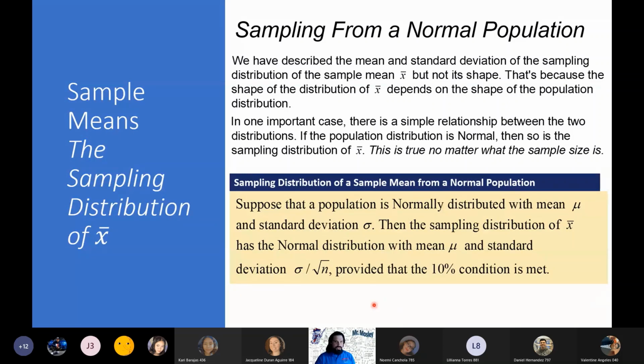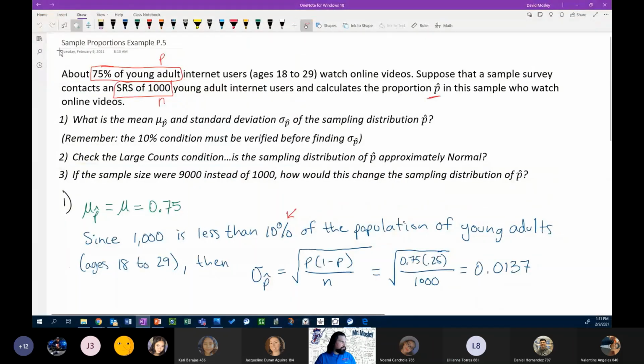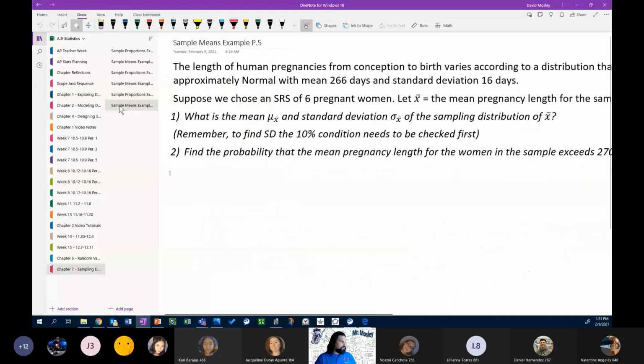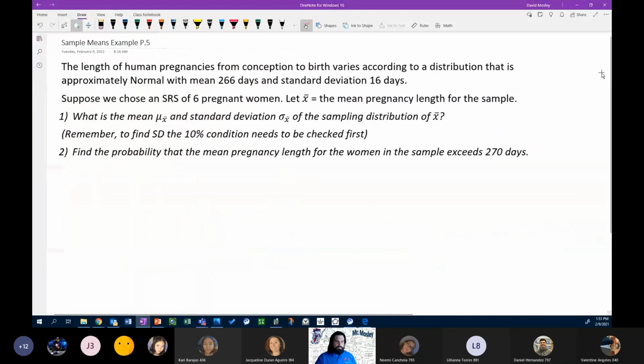So then we're going to look at an example. All right, so here we are. The length of human pregnancies from conception to birth varies according to a distribution that is approximately normal. So our parent population is approximately normal, with mean 266 days and standard deviation 16 days. Suppose we chose an SRS of 6 pregnant women. We're going to let X bar equal the mean pregnancy length for the sample.